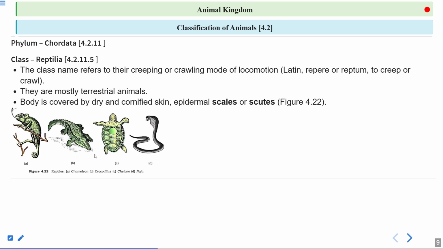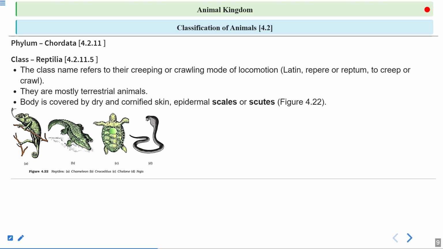So here you can see the different organisms. Examples of reptiles: chameleon, garden lizard, crocodilus, commonly we call crocodile, chelone, turtle. This is the turtle, not tortoise. There is a difference between the turtle and tortoise. At the end of this phylum, we will discuss that, right? So this is the turtle, chelone, and naja, that is the snake. See the external surface of the organism, whether it is a chameleon, crocodilus, chelone, or naja. Their body skin is dry and they have scales.